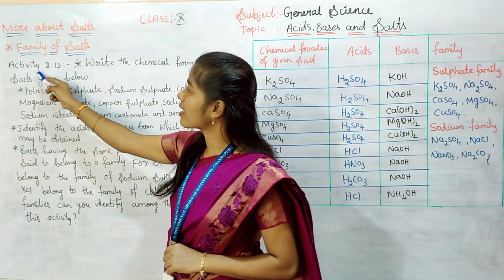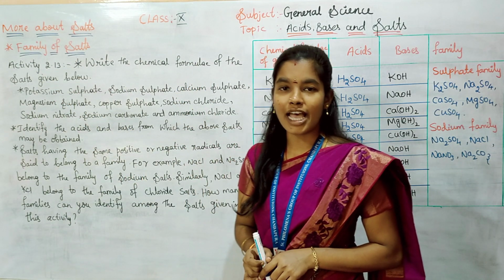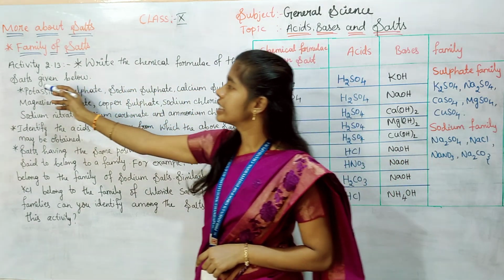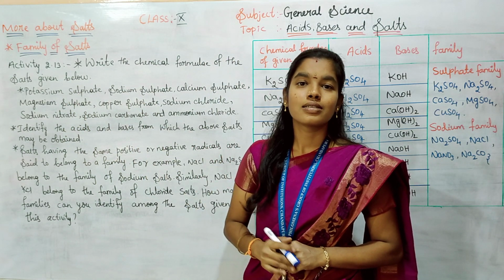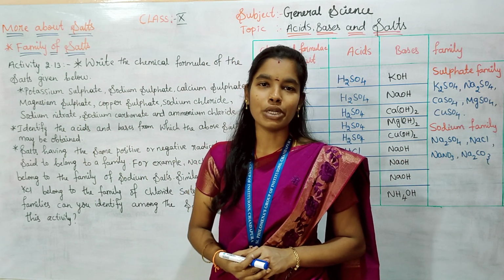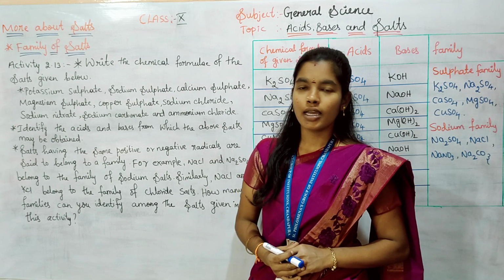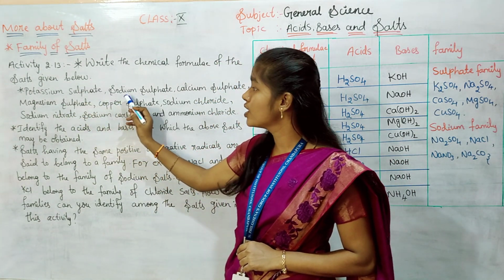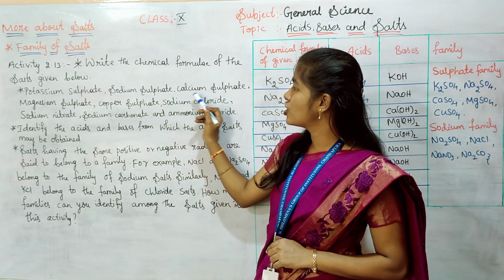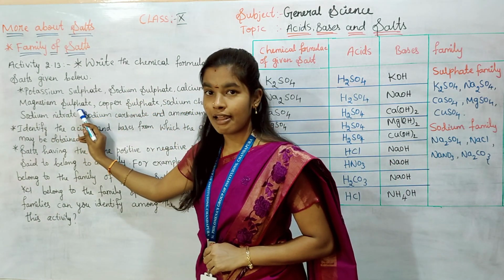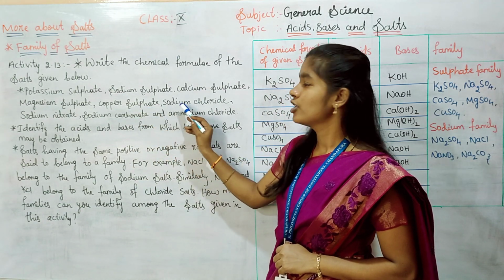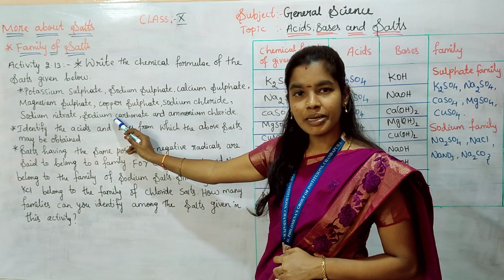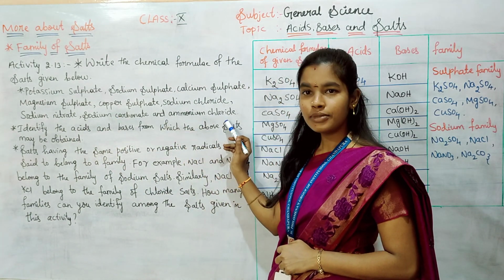Okay, so first one is activity 2.13. This is in your textbook. Write the chemical formulae of the salts given below. So first step is we want to write the chemical formulae for the given salts. What are those? Potassium sulfate, sodium sulfate, calcium sulfate, magnesium sulfate, copper sulfate, sodium chloride, sodium nitrate, sodium carbonate and ammonium chloride.